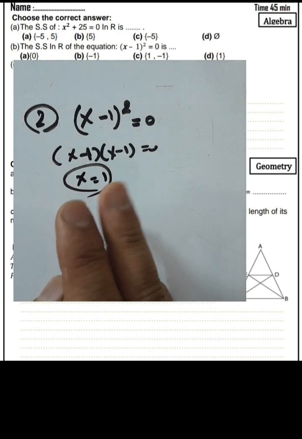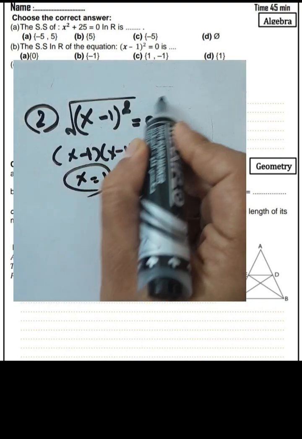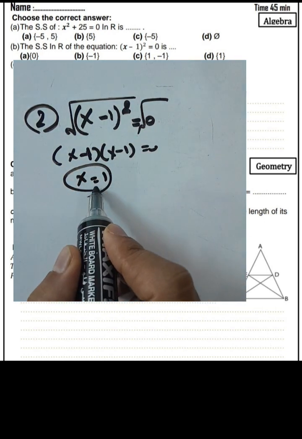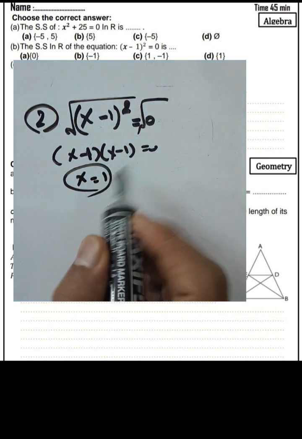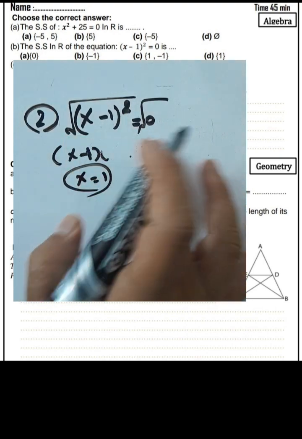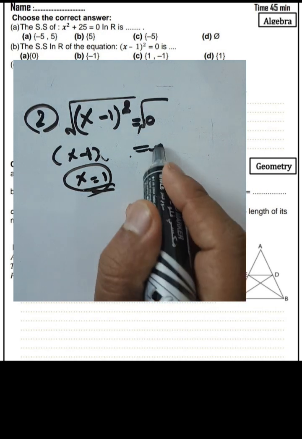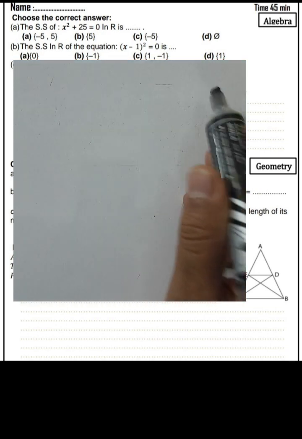We have two ways to solve it. You can take the square root of the left-hand side: the square root of (x minus 1) power 2 will be x minus 1. So x minus 1 equals 0. You can write x minus 1 equals 0 and move negative 1 to the right-hand side. Then the value of x will be 1, and the solution set here will be 1. Choose letter D.